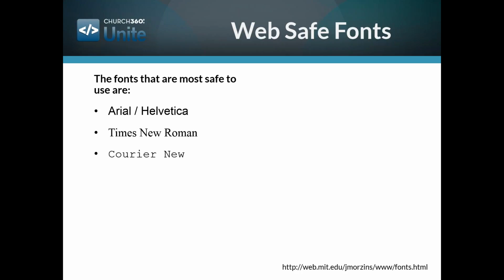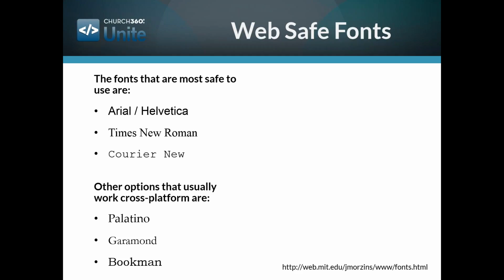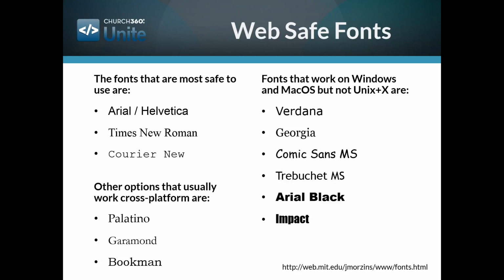So Windows will put out a number of fonts, like their standard now, Calibri. That's not available on a Mac. But the web-safe ones are the ones that are available on just all computers. So those are the three main ones. Other options that usually work cross-platform are Palatino, Garamond, and Bookman. Those all kind of look a lot alike. They're serif fonts. Fonts that work on Windows and Macs but not Unix are these, like Verdana, Georgia, the sometimes dreaded, sometimes beloved Comic Sans, Trebuchet, Arial Black, the big thick version of Arial, and then Impact.